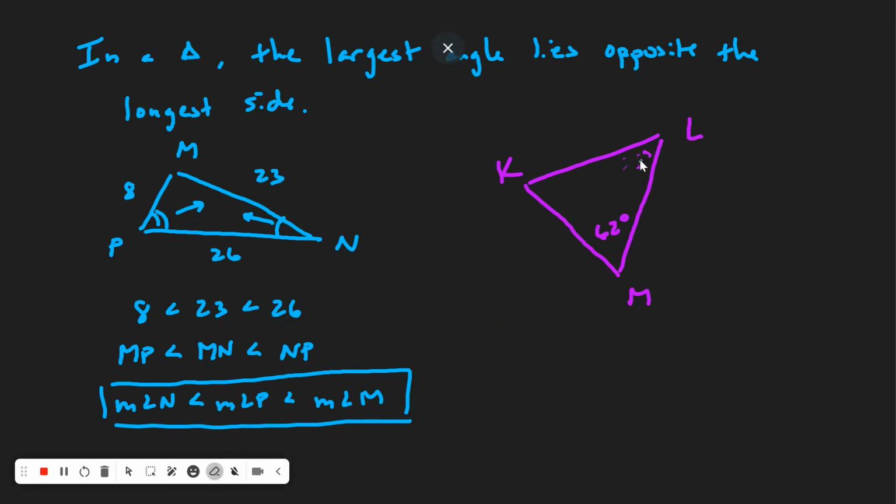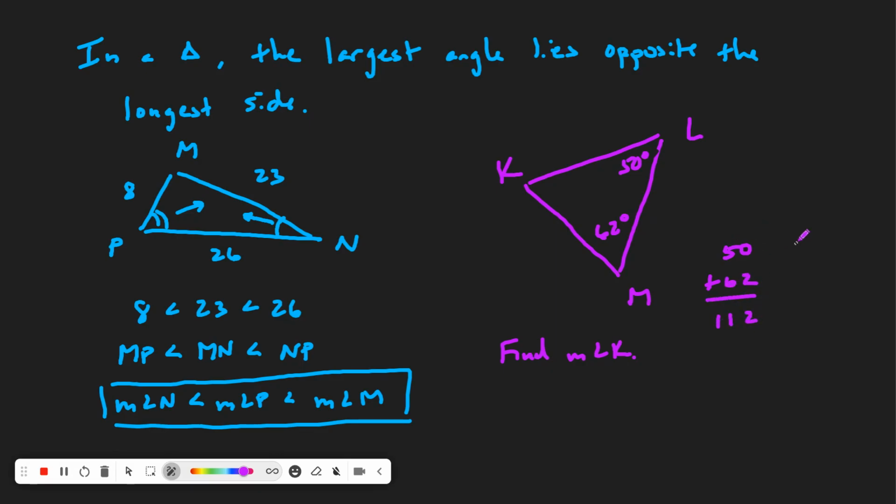50 degrees. So the first thing that we must do in a problem like this is we have to find the third angle, right? We need to find K first. So let's find the measure of angle K. To do that, let's take the two angles we have, 50 and 62, and add them together. That's 112. And let's subtract that from 180 to get 68. Now I know that the measure of angle K is 68 degrees, and I can put it right here.